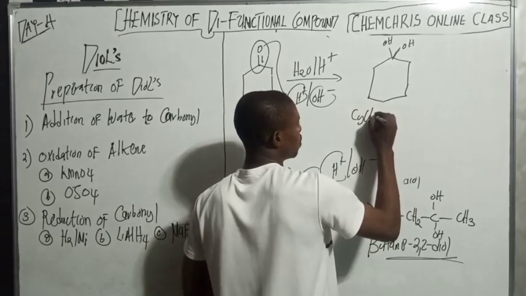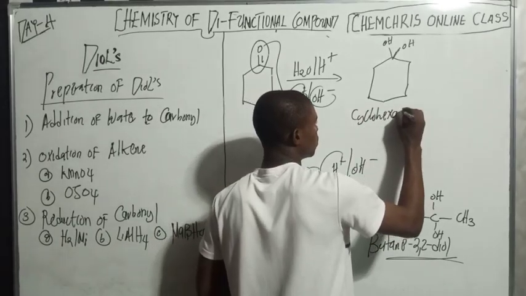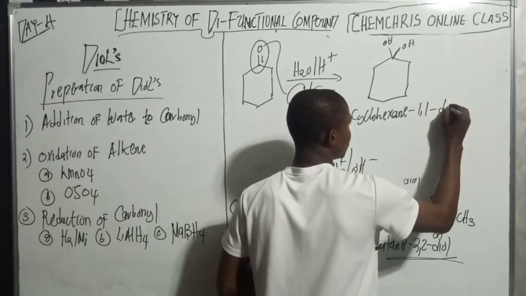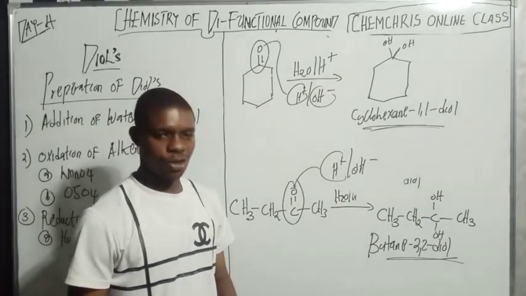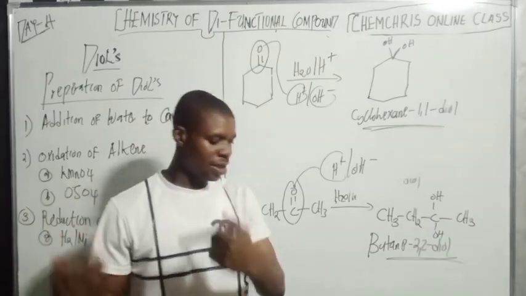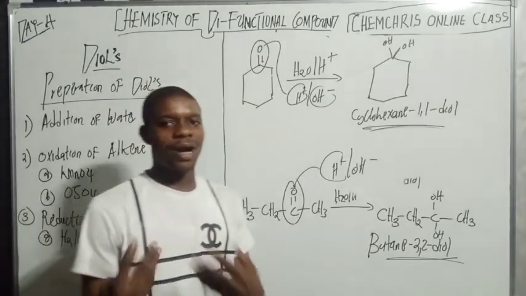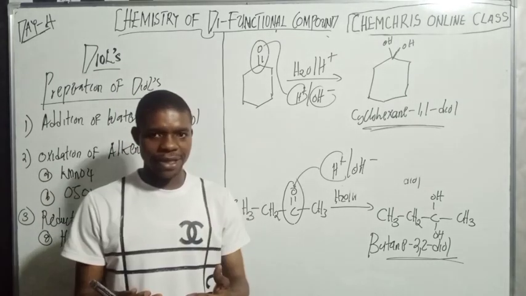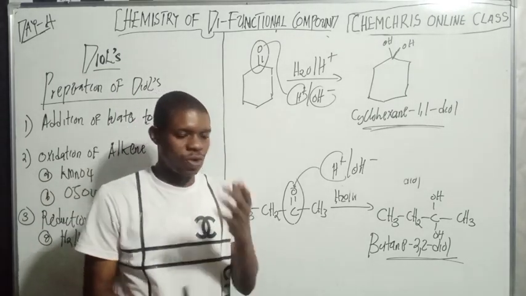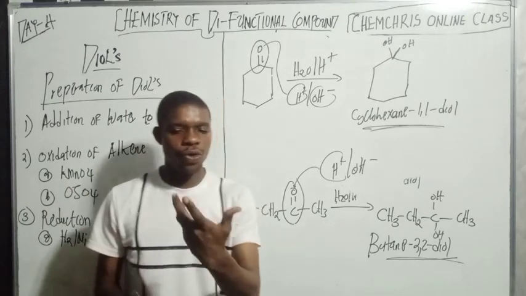Cyclohexane 1,1 diol. That is the product. Do you understand? You can see how it is. Organic chemistry is not that difficult when you know the fundamentals and when you actually know somebody that can teach you to your own understanding.